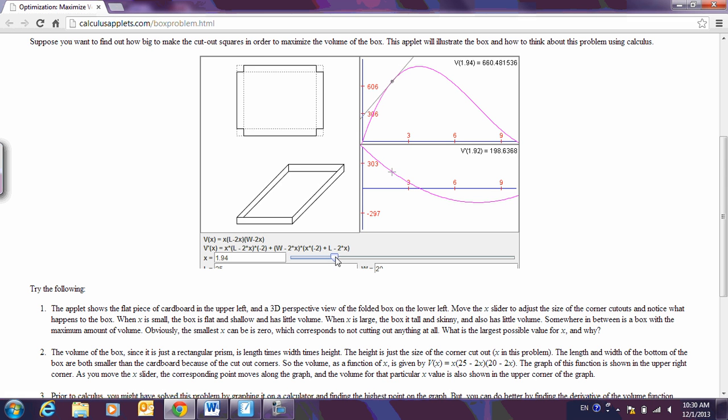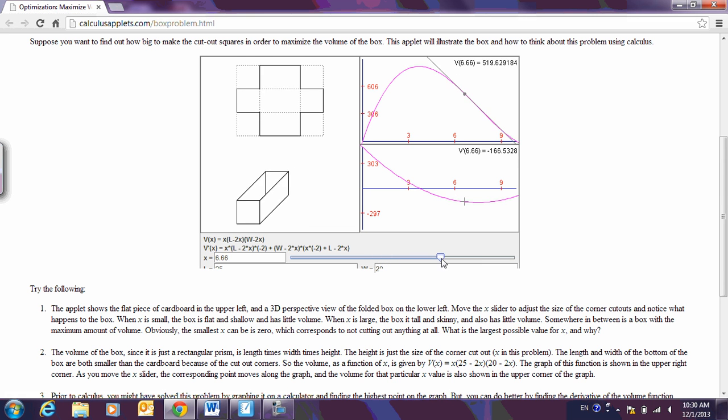But as I scroll to the right and make that height bigger and bigger, in other words, I'm cutting into the box more, therefore the box has a bigger height, the volume is getting bigger. But at some point the height becomes so high that the other dimensions are really tiny, or the base, we could say, is so tiny that the volume can't be really big.